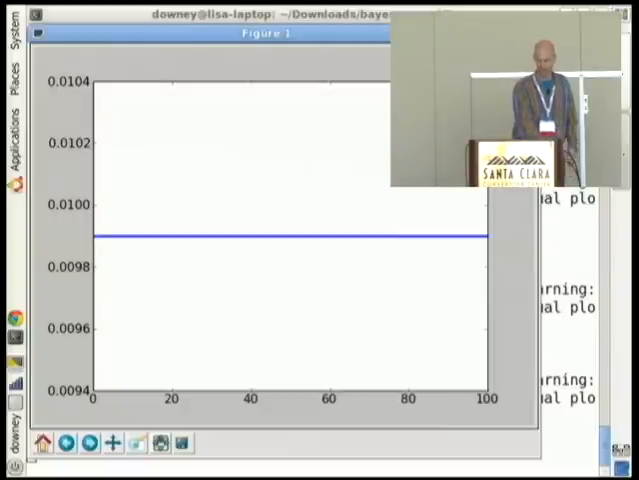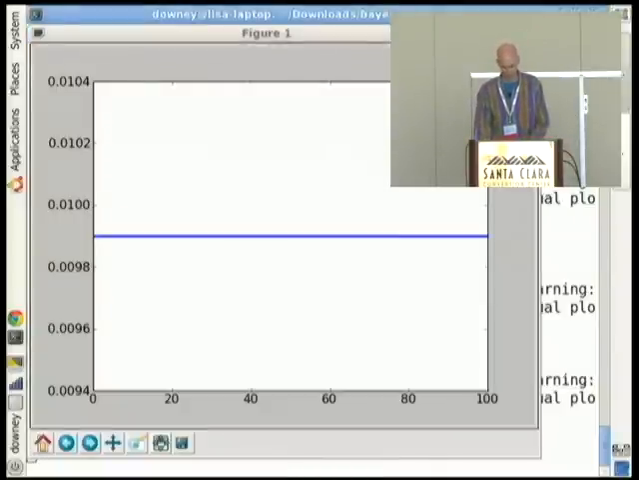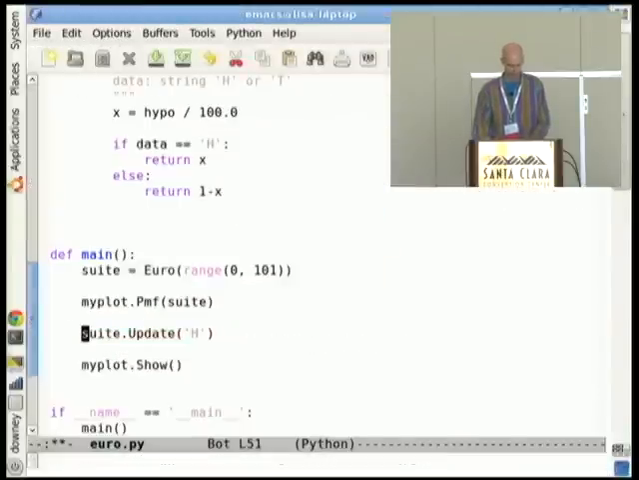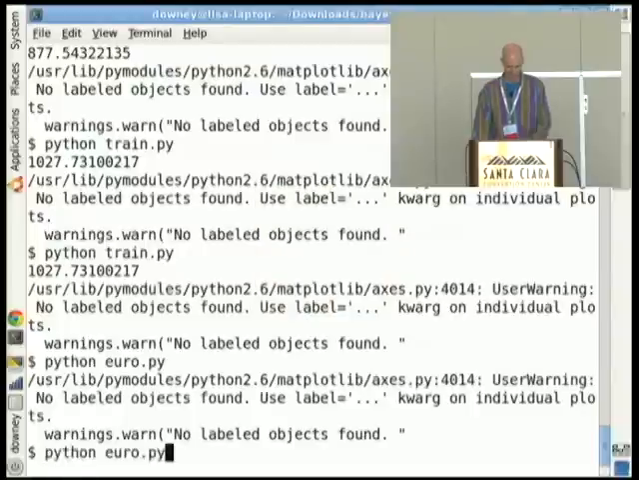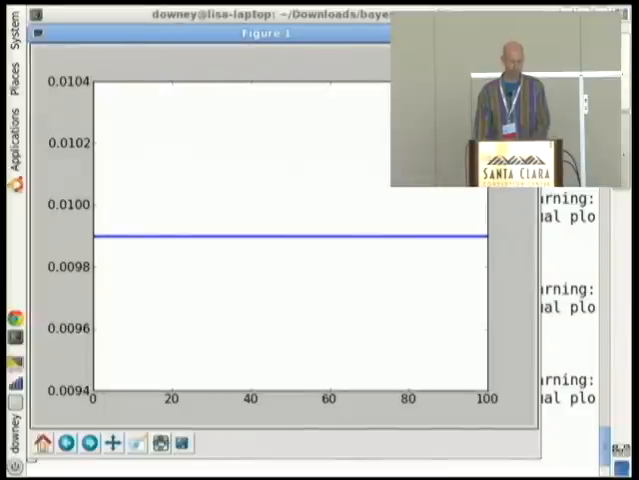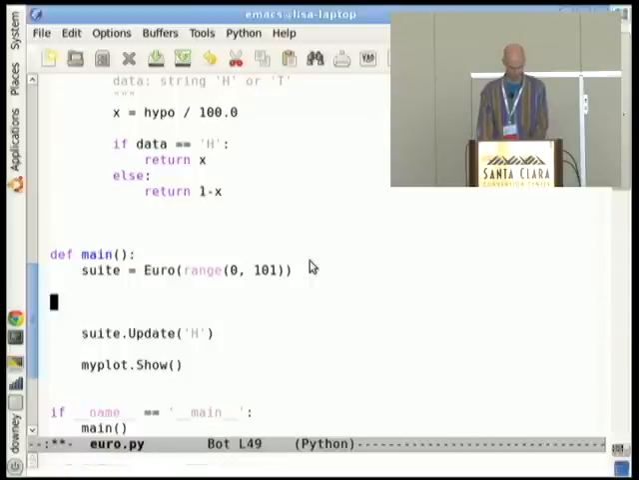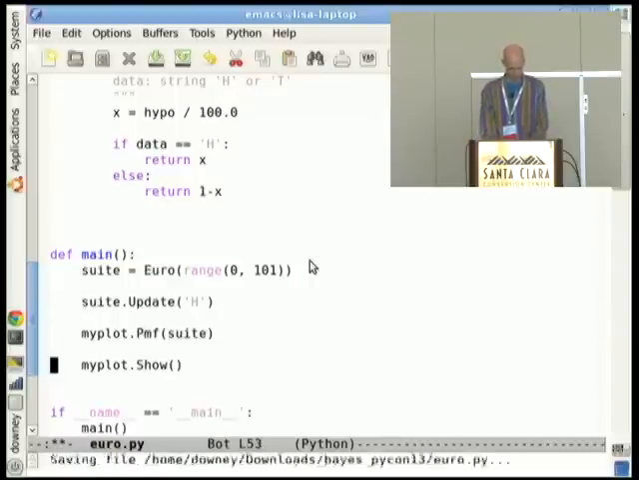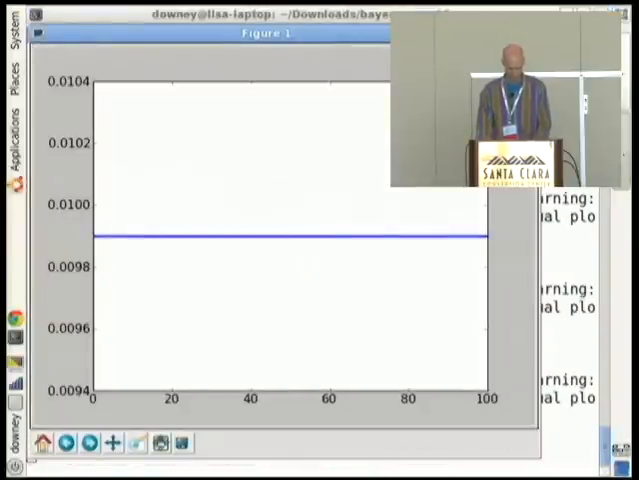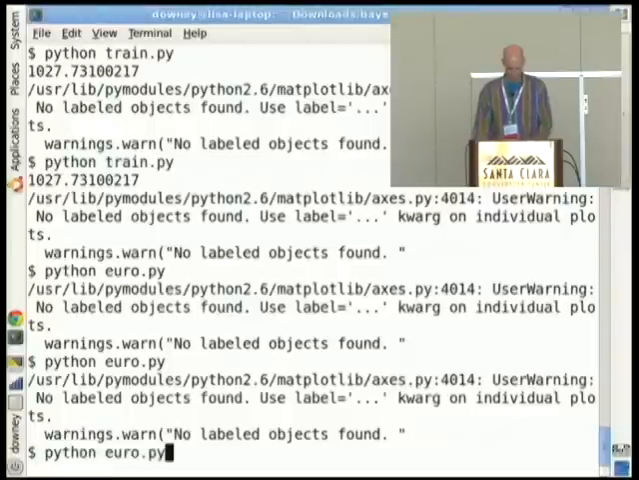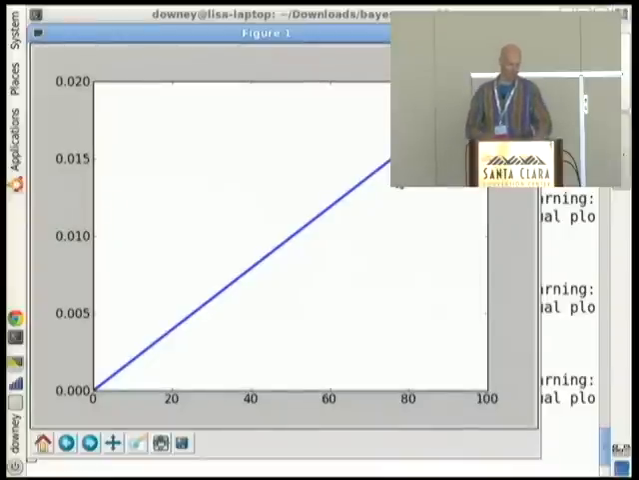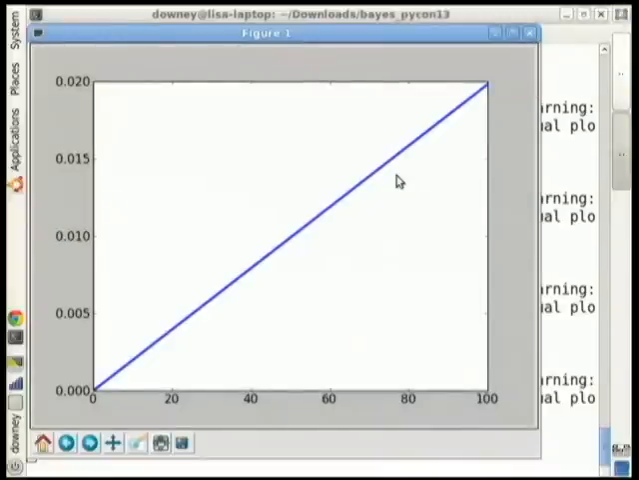Let's think about what the rest of that curve looks like. Let's look at it. So I'm going to uncomment this line, and let's see the posterior. Oops, something went wrong. It's the nice thing about having 50 people watch you program: all bugs are shallow. All right, there's the posterior after having seen one heads.